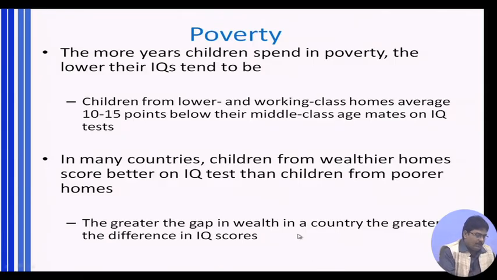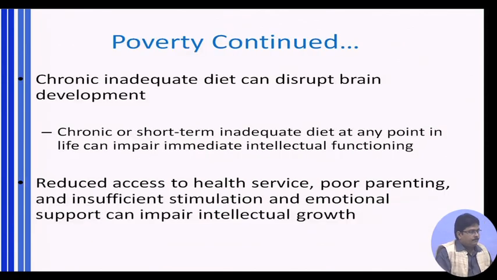The greater the gap in wealth in a country, the greater the difference in IQ scores. Chronic inadequate diet can also disrupt brain development. That is another significant influence as far as biological factors are concerned in the development of one's intelligence. As you all know, heredity has a big role to play. A person who does not get a proper diet is likely to develop mental deficiencies, and reduced access to health services, poor parenting, and insufficient stimulation and emotional support can impair intellectual growth.